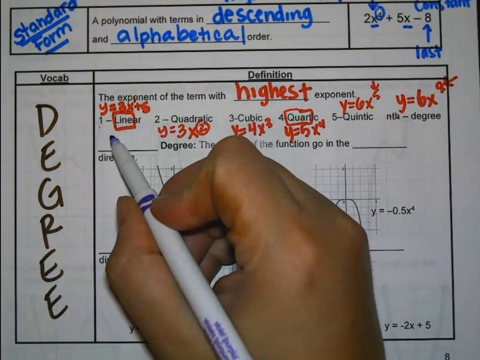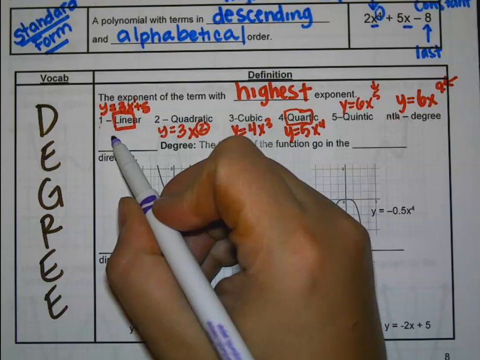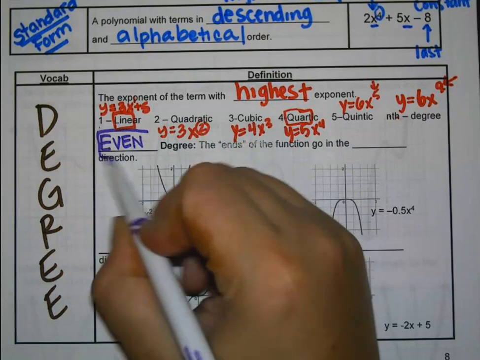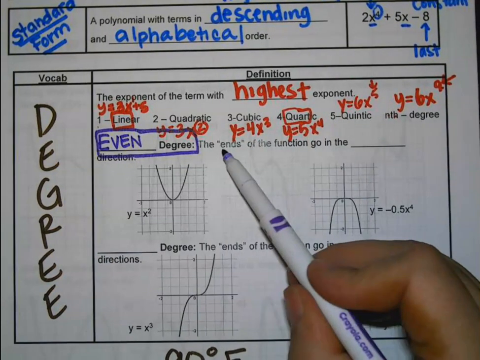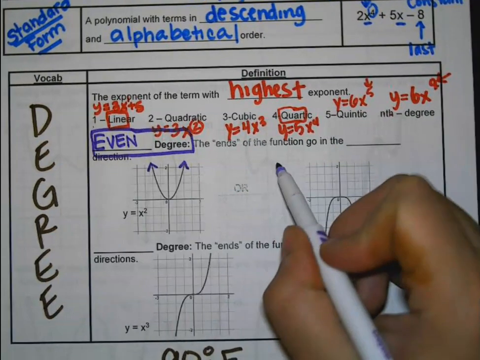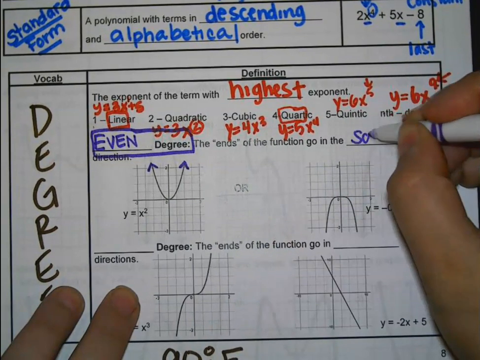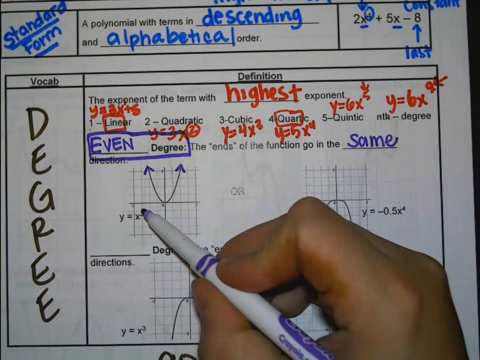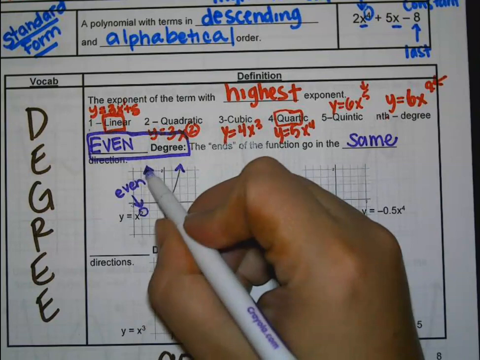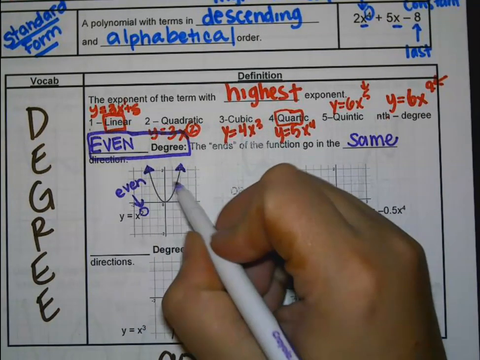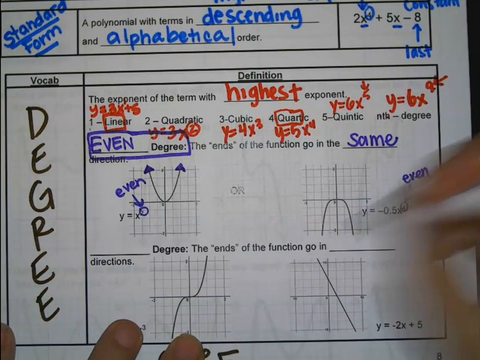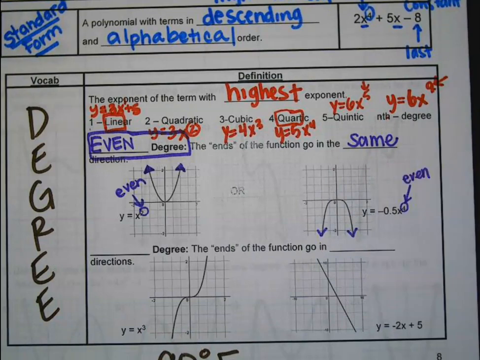If the highest exponent in the function we're graphing is even, the ends of the graph, think of them as the arrows right here, go in the same direction. If you look here, the highest exponent is even, so the ends of the graph both go the same way. Same thing here, the highest exponent is even, so the ends of the graph go the same way.